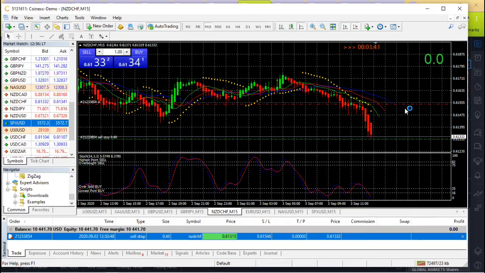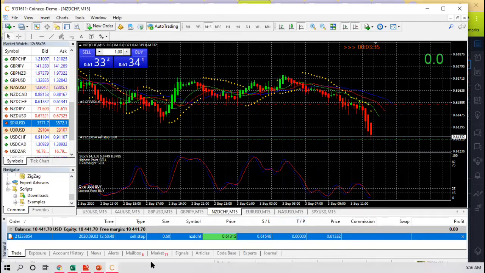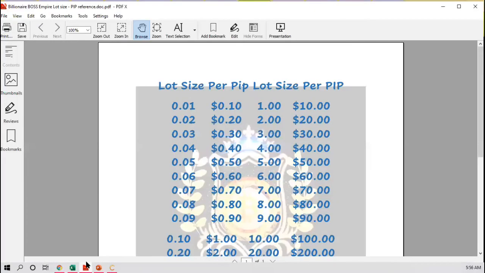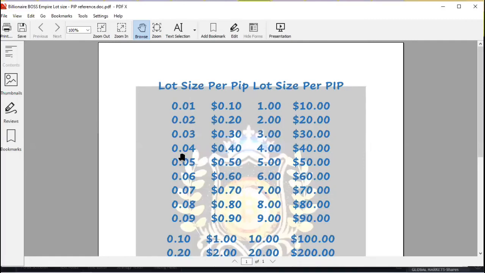Okay, we do not recommend that you risk more than 3% of your account balance. So what you want to make sure that you're doing is, when you first start out, these are the lot sizes that you would be using. Okay, a 0.01 lot size is going to get you 10 cents per pip. 0.02 is going to get you 20 cents, so on and so forth.